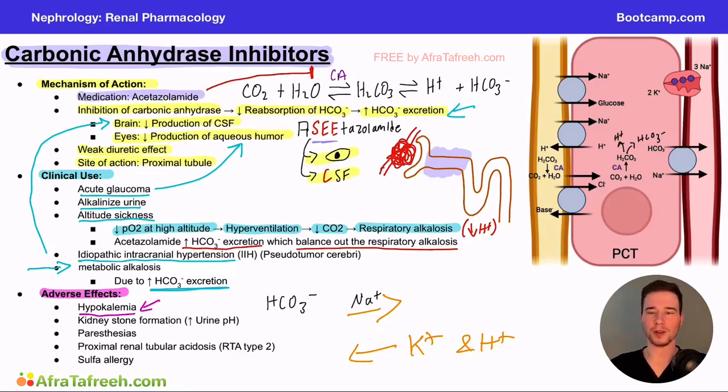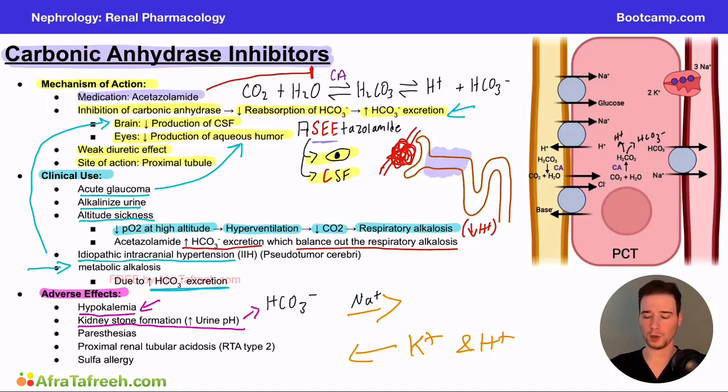Now, we can also get some other adverse effects, including kidney stone formation, right? We have an increase in urine pH. Why do we have an increase in urine pH? That's right, because we have elevated bicarb. Elevated bicarb is going to increase the pH, making an environment that is more suitable for stone formation.